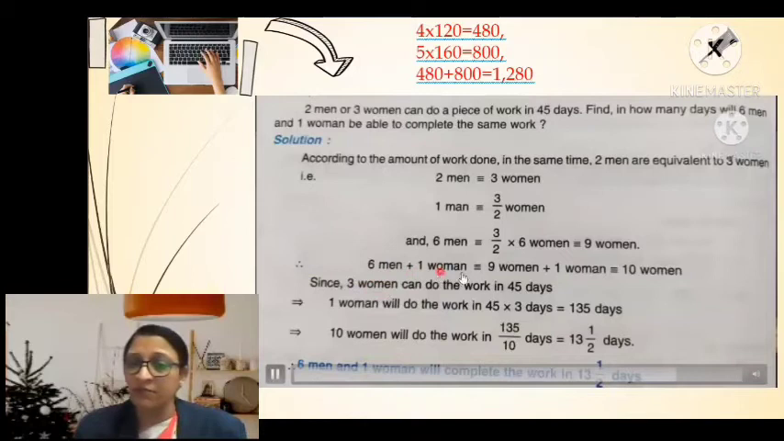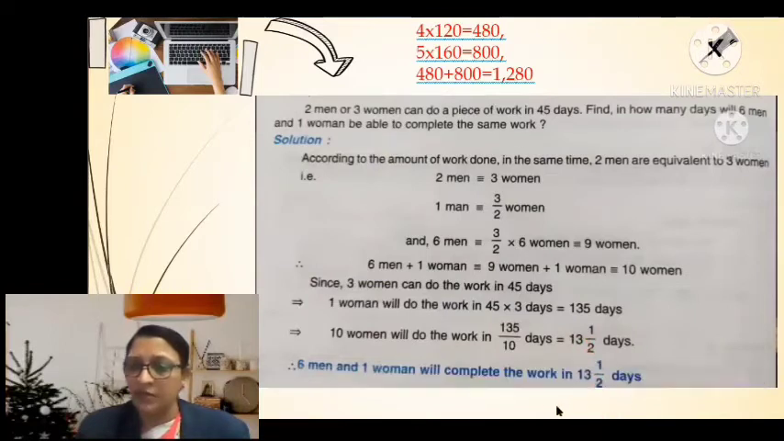6 men plus 1 woman is equivalent to 9 women plus 1 woman. That is equivalent to 10 women. Since 3 women can do the work in 45 days, 1 woman will do the work in 45 multiplied by 3 days. That is equal to 135 days. The same way, 10 women will do the work in 135 by 10 days. That is equal to 13 and a half days. So finally, we can state that 6 men and 1 woman will complete the same work in 13 and a half days.